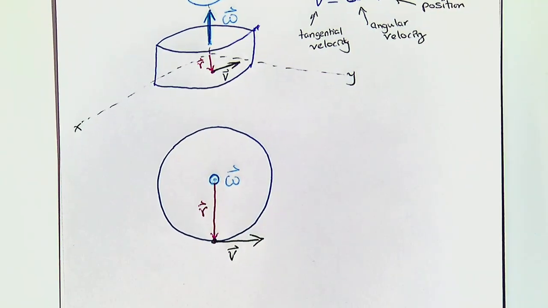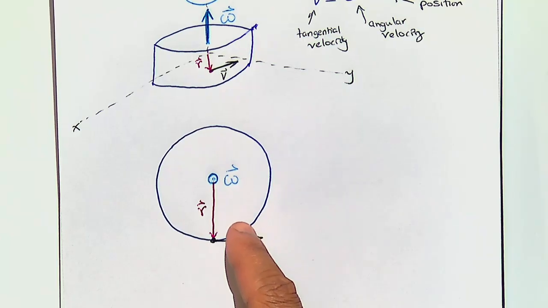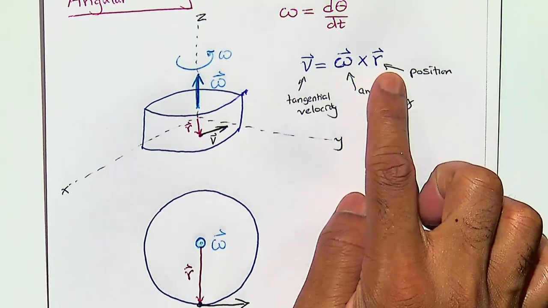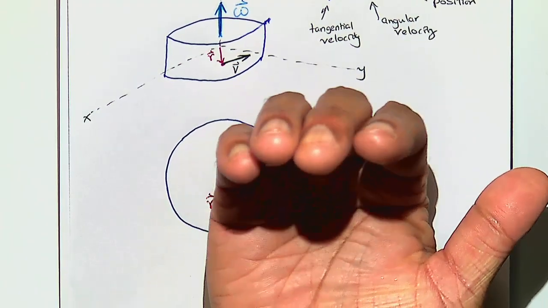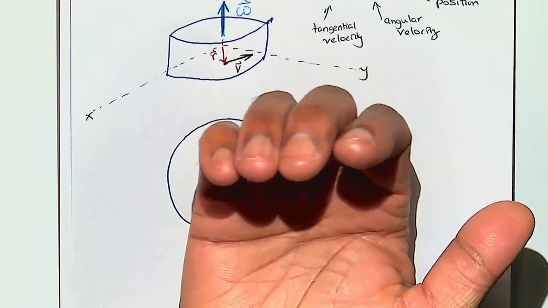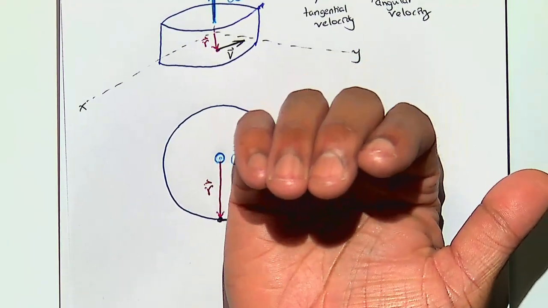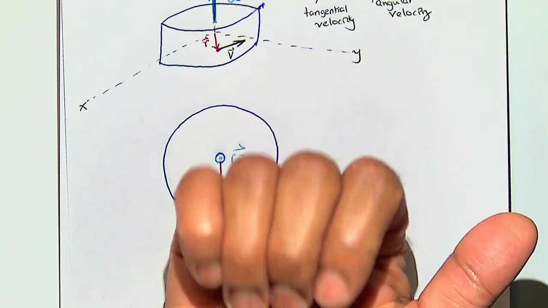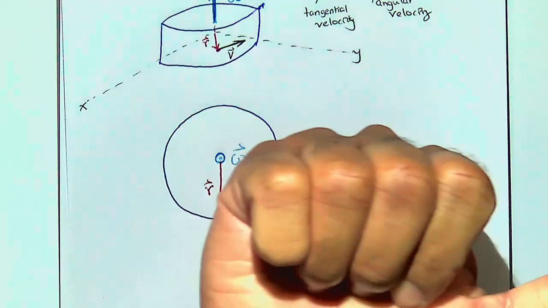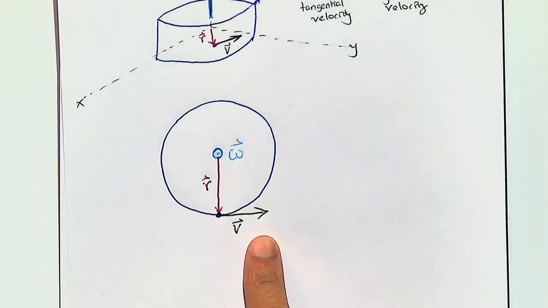Does that make sense? So we can do the right-hand rule in this orientation. So omega cross r. Omega is upward towards you. If I start my four fingers upward, then I curl towards the direction of r. So upward, and r is downward. I curl, and notice my thumb points that way, which is the direction of the velocity.